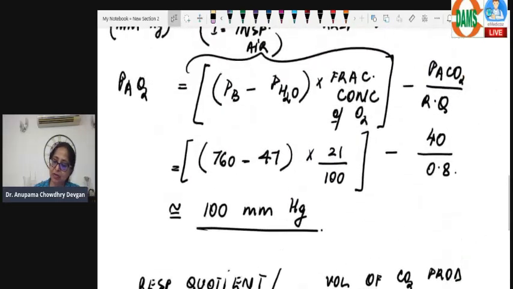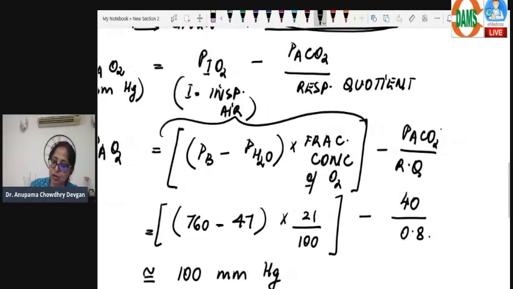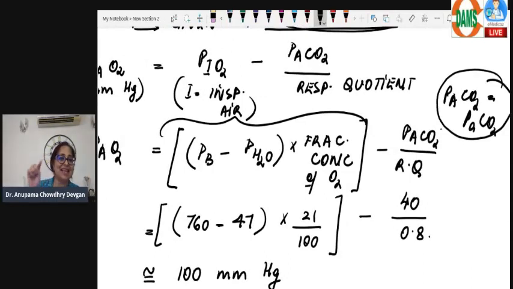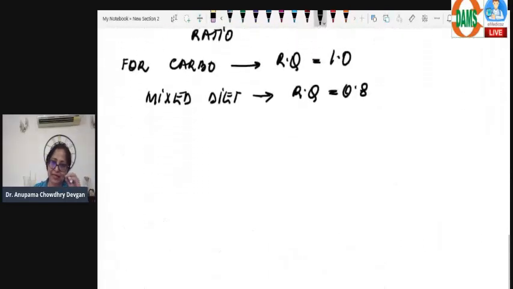Now, please remember, somebody was asking me, what is this alveolar CO2? What is the source of CO2? Blood. So the partial pressure of CO2 in the alveolus is the same as the partial pressure of CO2 in the arterial blood, right? And that is 40. Capital A is alveolar, small a is arterial blood. Okay?